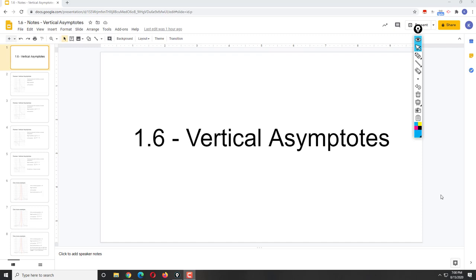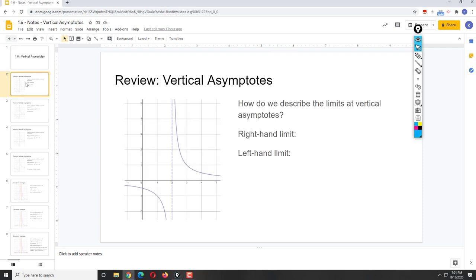Welcome to 1.6 vertical asymptotes. Vertical just means up down. Review from the last lesson. Here is an example of a vertical asymptote.